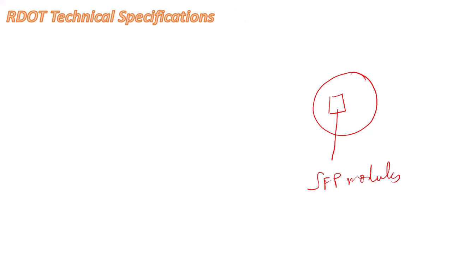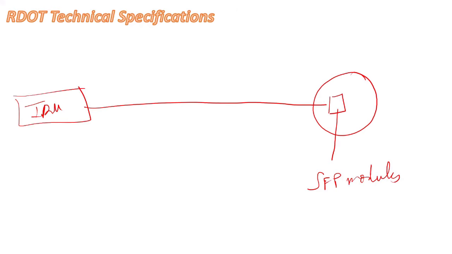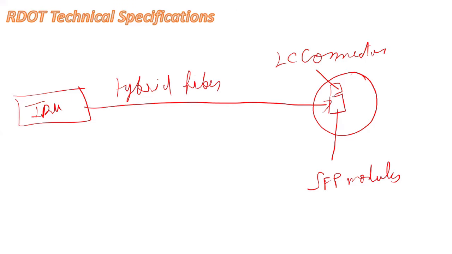And there are some R dots also where in addition to RJ45, an SFP module is also there, right? So an SFP module is also there. In that case, we do not need RFX. So just directly connect the IRU with the help of hybrid fiber and it is connected to this SFP module, right? Or you can say LC connector, right? And for power, they have an RJ45 power plug, right?